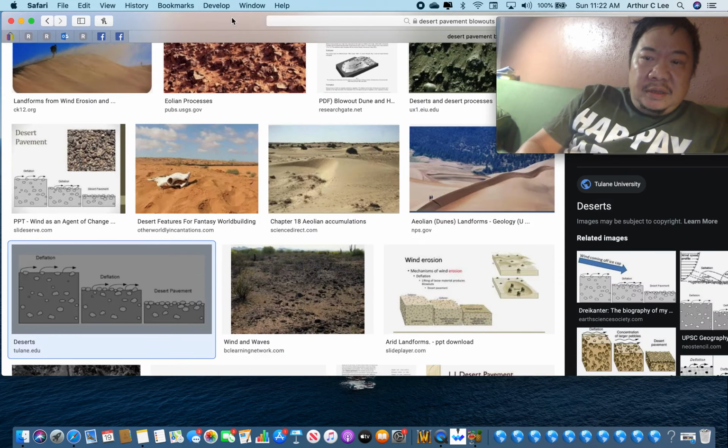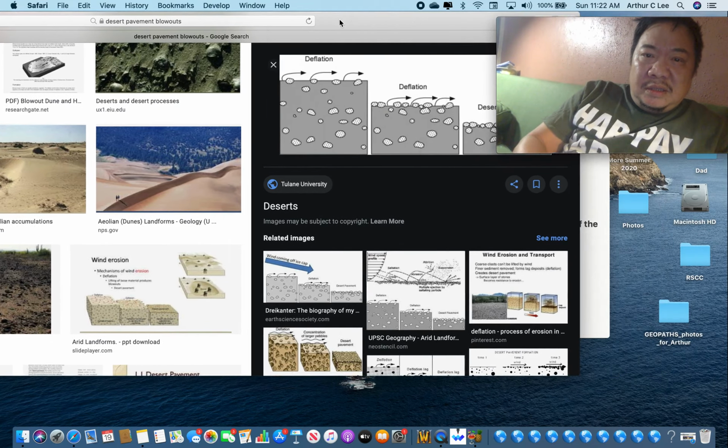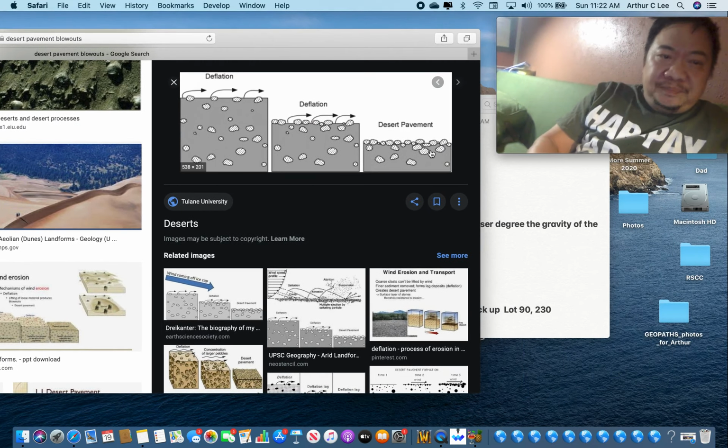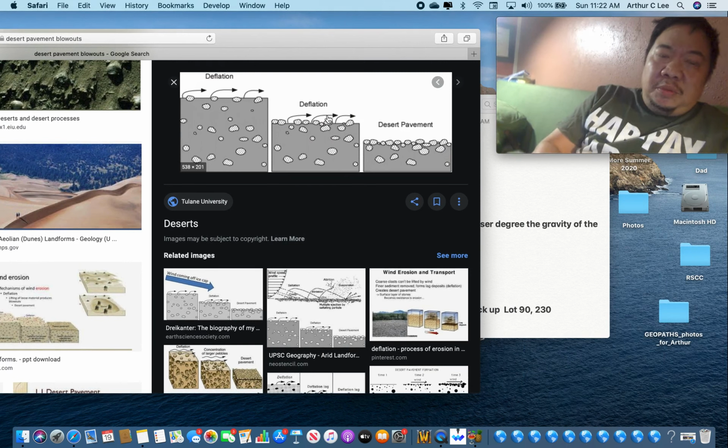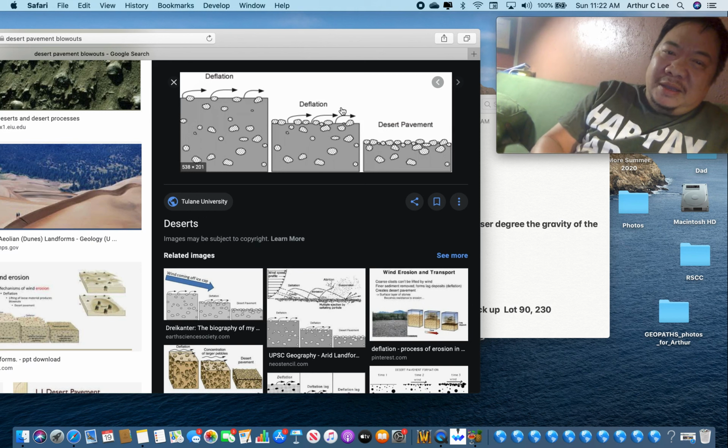Here you can see how it happens, to form desert pavement. You blow away all the finer grain material, or some of it just bounces away, and then you leave behind the desert pavement. And this process is called deflation.